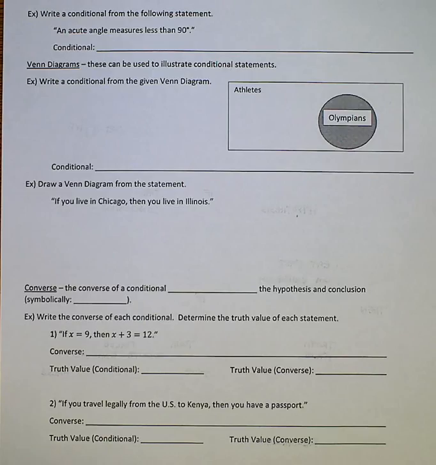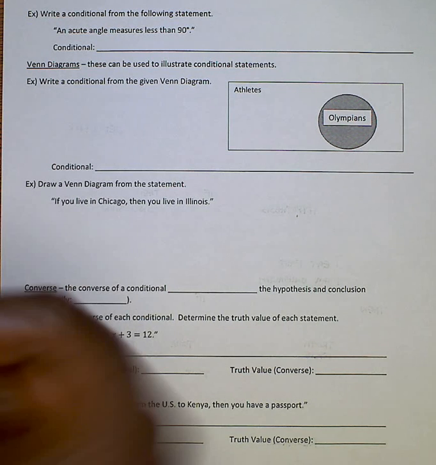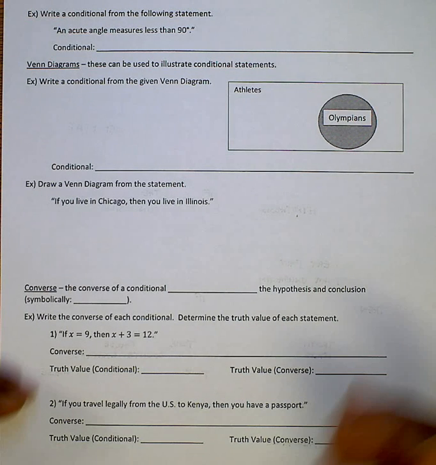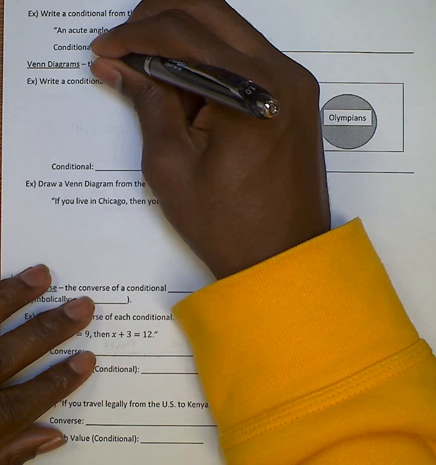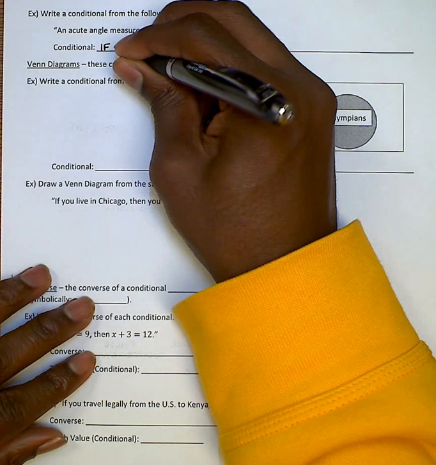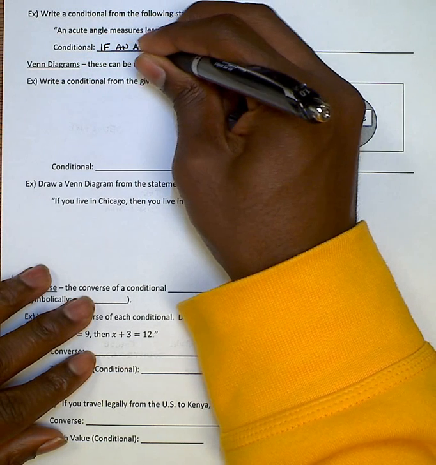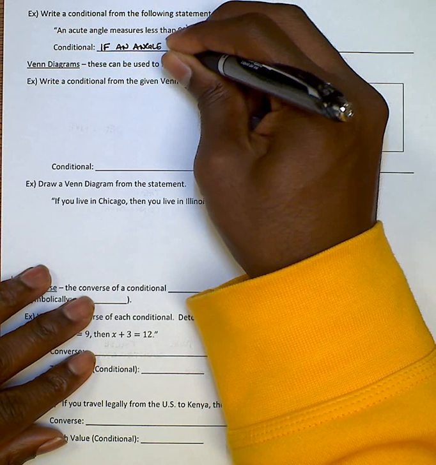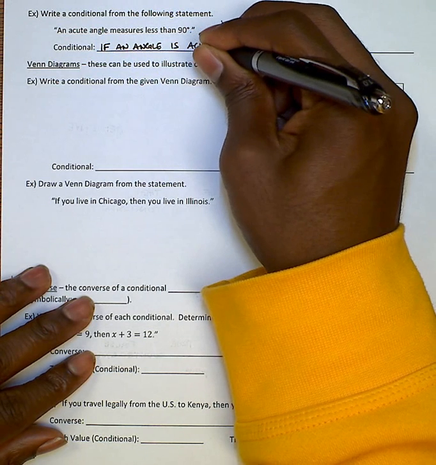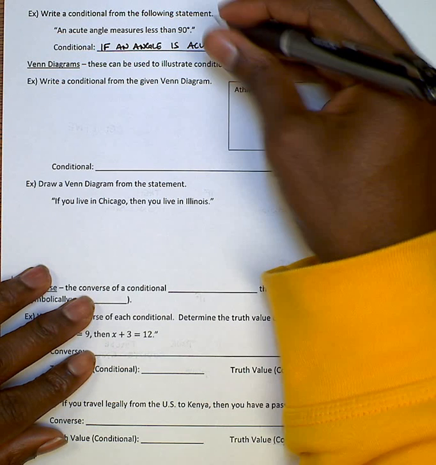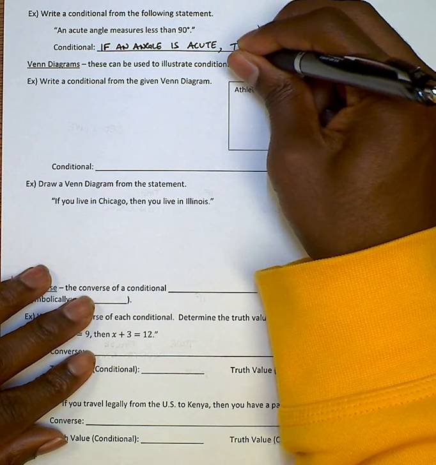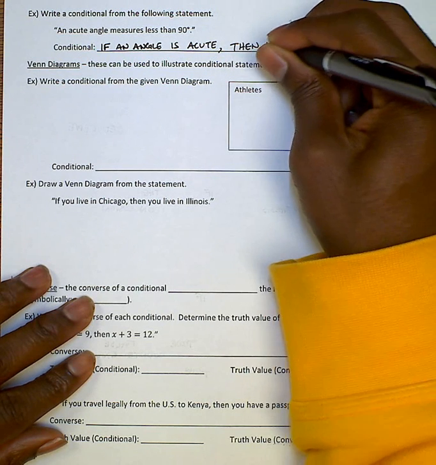An acute angle measures less than 90 degrees. We want to make this a conditional statement. And so we can do that. Make sure you remember conditional is the if-then form. So we say, if an angle is acute, that's our hypothesis, then it measures less than 90 degrees.